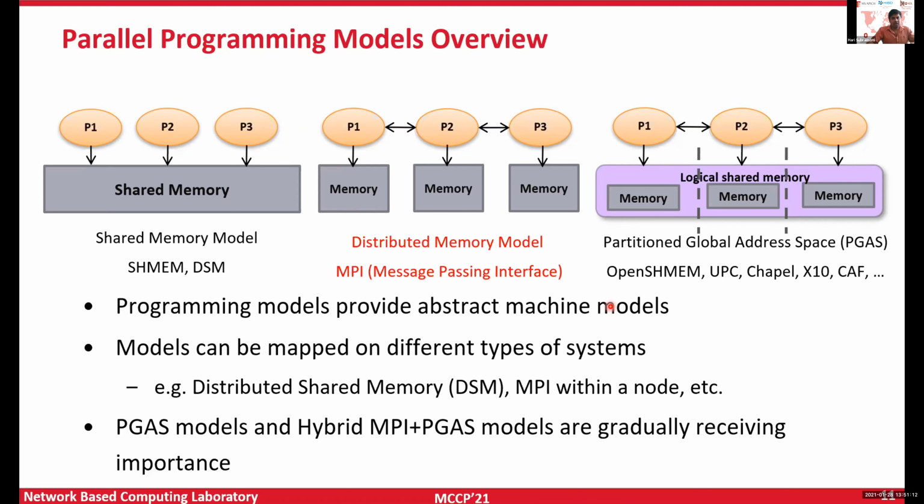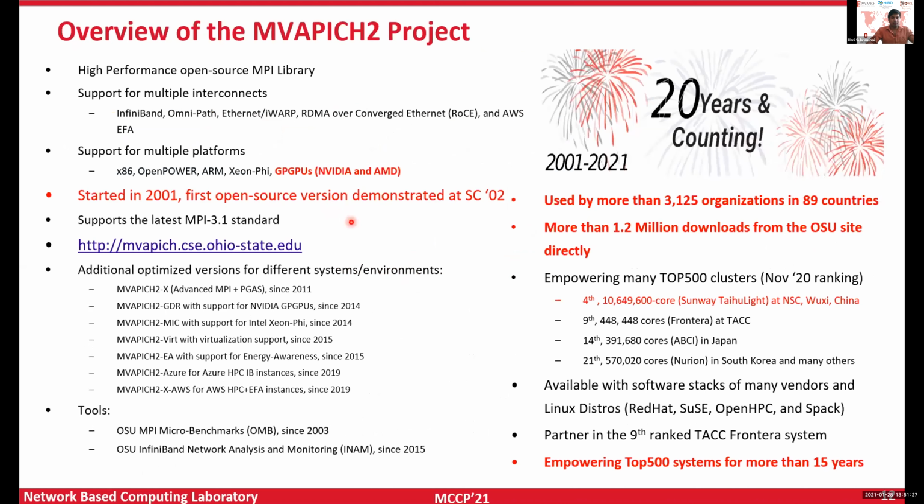So this is our focus area, which is called the distributed memory model or the message passing model. We are trying to see if we can use the message passing model to accelerate the process of deep learning training. As Raghu very kindly mentioned, this is the key project that we work on in our lab, which is the MVAPICH2 MPI library.